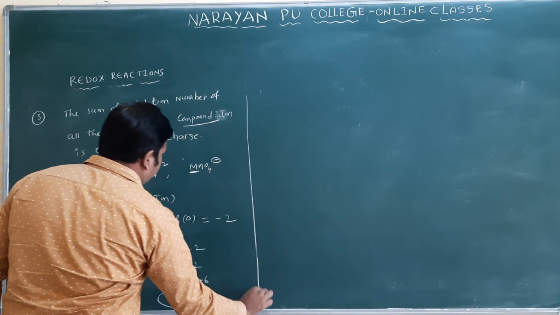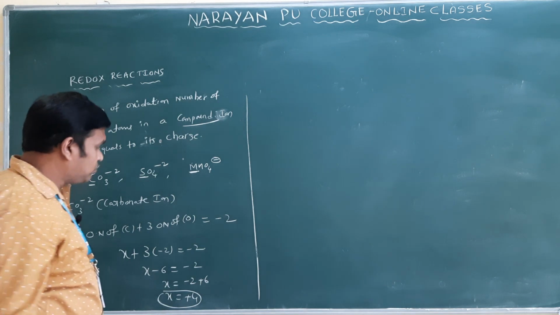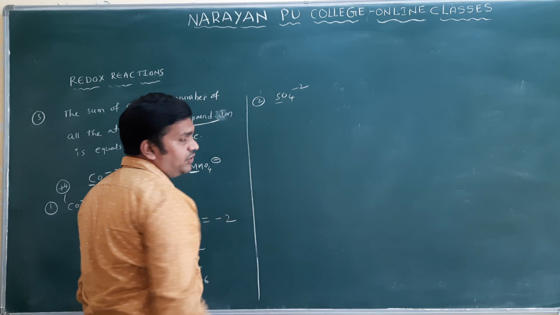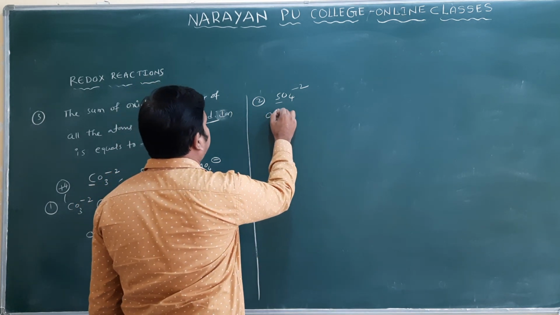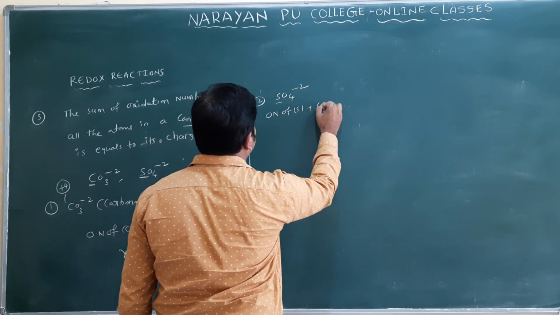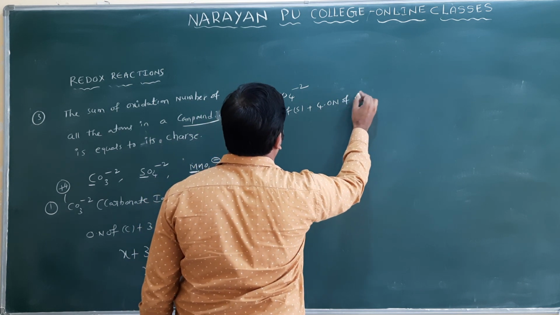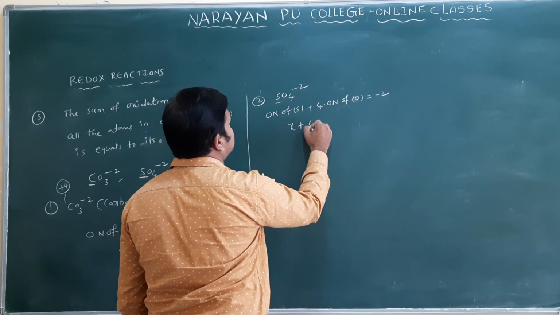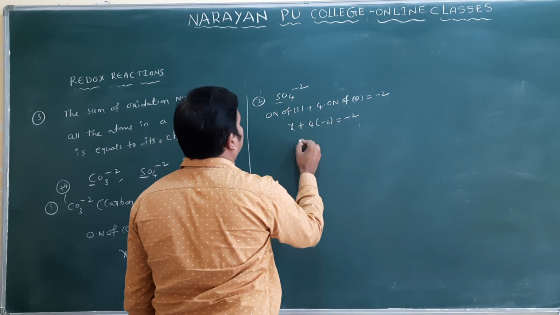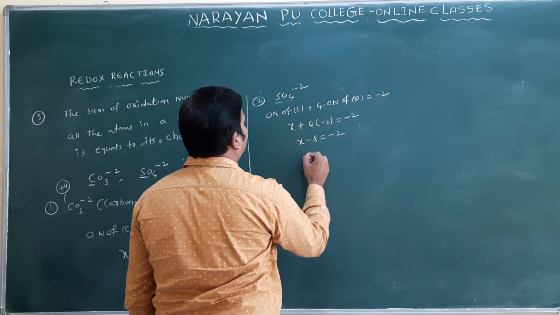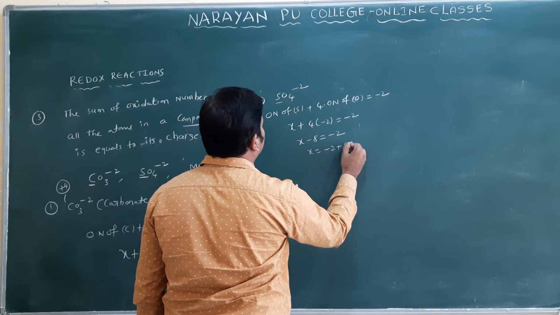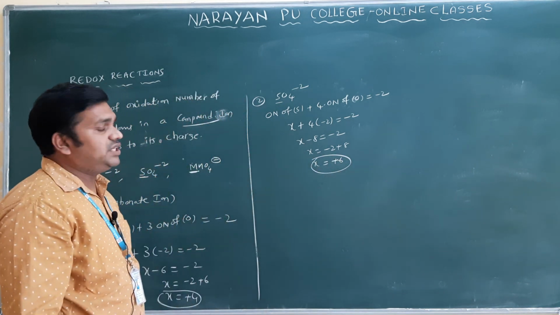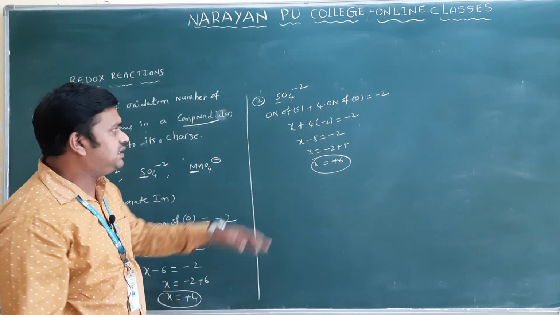If we take like this, SO4 2 minus. The second one we have, SO4 2 minus, sulfur you can find out. So oxidation number of sulfur plus 4 into oxidation number of oxygen is equal to minus 2. Sulfur is x, this is 4 into minus 2 is equal to minus 2. x minus 8 is equal to minus 2. x equal to minus 2 plus 8. That is equal to how much? Plus 6 only. So what is the oxidation number of sulfur in SO4 minus 2? That is plus 6 only.